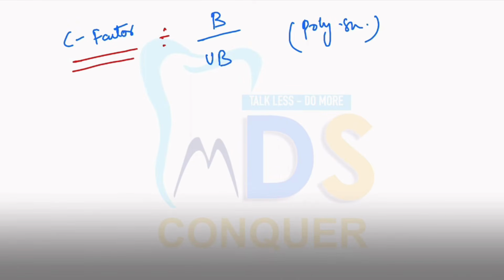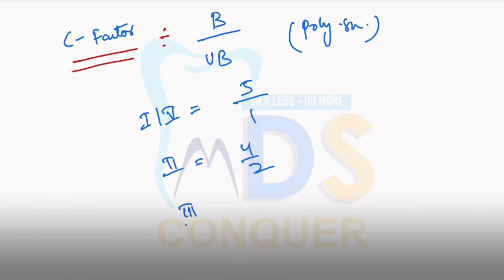Coming to the C factor, it will be the same for class 1 as well as class 5. That is going to be 5 bonded surfaces by 1 unbonded surface. Whereas class 2 is going to be 4 by 2. Class 3 is going to be 3 by 3. And class 4 is going to be 2 by 4. So you can stick to these values.